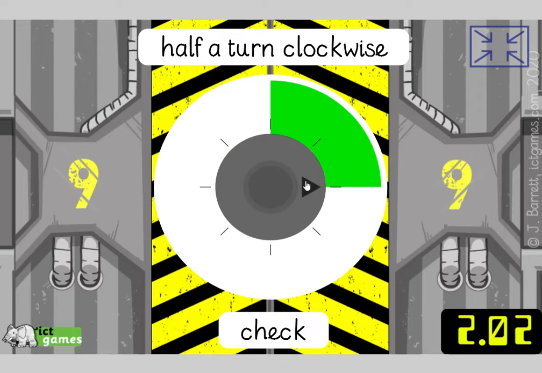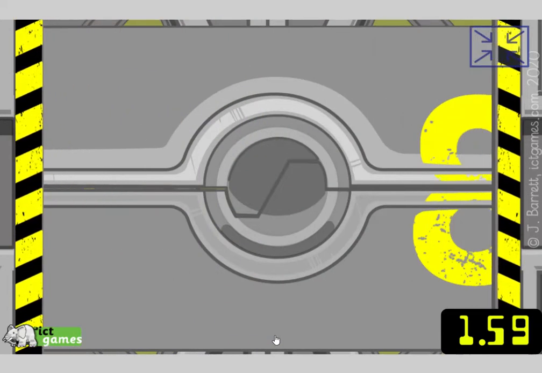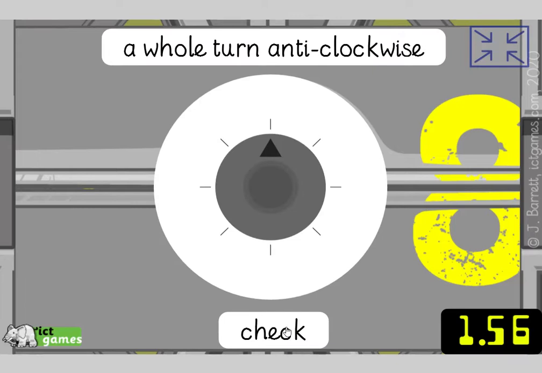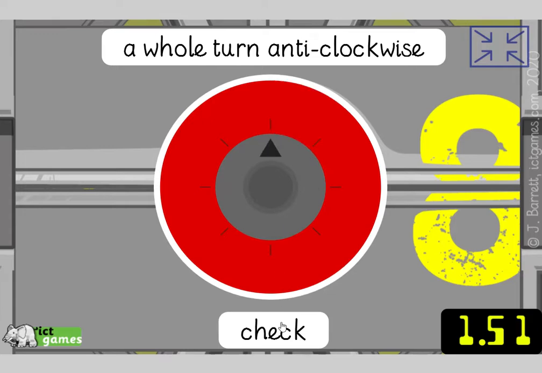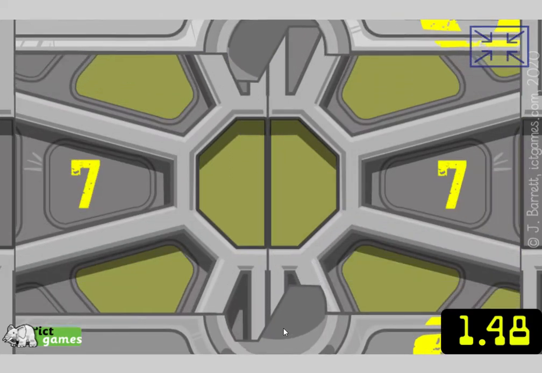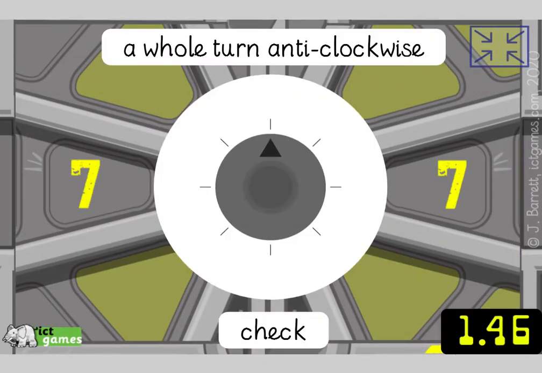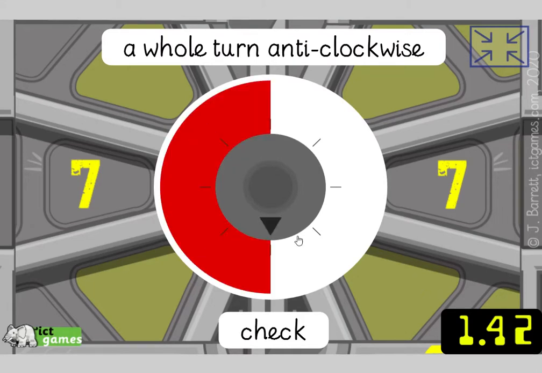This ship will self-destruct in T-minus 2 minutes. Uh-oh. A whole turn anti-clockwise. So anti-clockwise is this way, so I do a whole turn. I'm not going to do it in time. A whole turn anti-clockwise again.